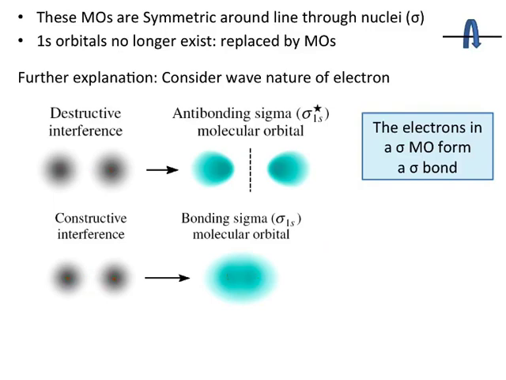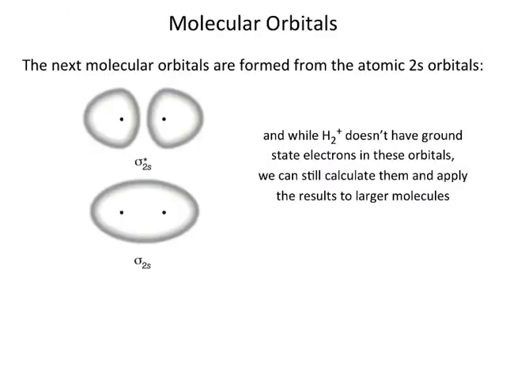All right, so we did 1s orbitals and the sigma from the 1s molecular orbitals. Now, as we go up in energy, we have the 2s, and you do the same thing. So now we have sigma from the 2s and sigma star from the 2s. Now, to be fair, while hydrogen itself, that we're actually doing the math on, doesn't have electrons in these orbitals in the ground state, we can still calculate what these would be and then apply these results to bigger molecules. And this is what we did before when we did atomic orbitals.